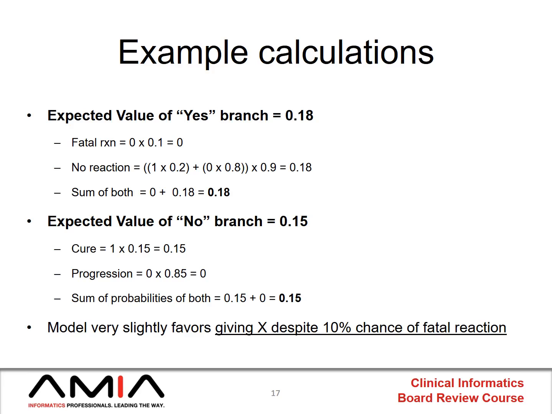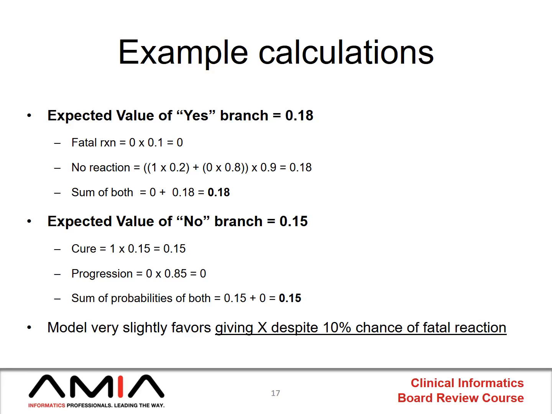We can do the same thing for the top branch where the patient does get medication X. And the only more complicated thing here is in that branch where there is no reaction. So let's go through them one by one. In the case where there's a fatal reaction immediately after getting medication X, there's a 10% chance of that happening. So there's a 10% chance of you having an expected value of 0, or 0 times 0.1, which is 0.